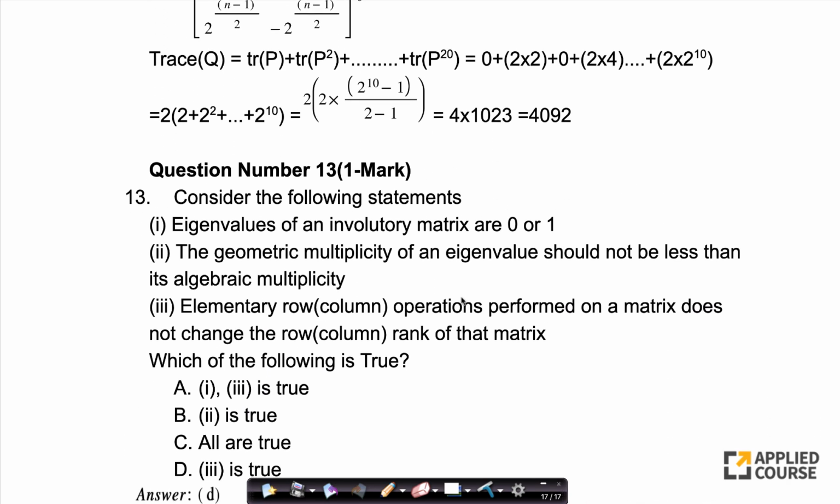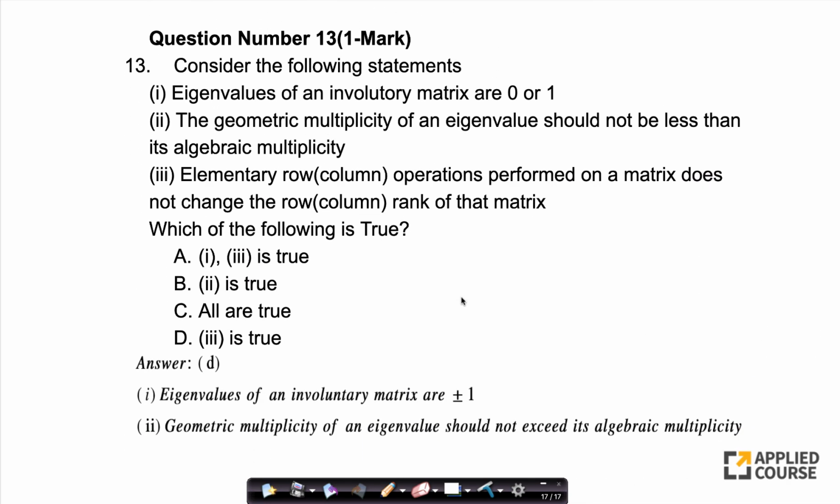Okay, so let's go to the next question. Consider the following statements. Eigenvalues of an involutory matrix are 0 and 1. So first of all, what is an involutory matrix? For those of you who have forgotten, an involutory matrix is a matrix where A into A is the identity matrix, or in other words, A inverse is A itself. So it says eigenvalues of an involutory matrix are 0 and 1.